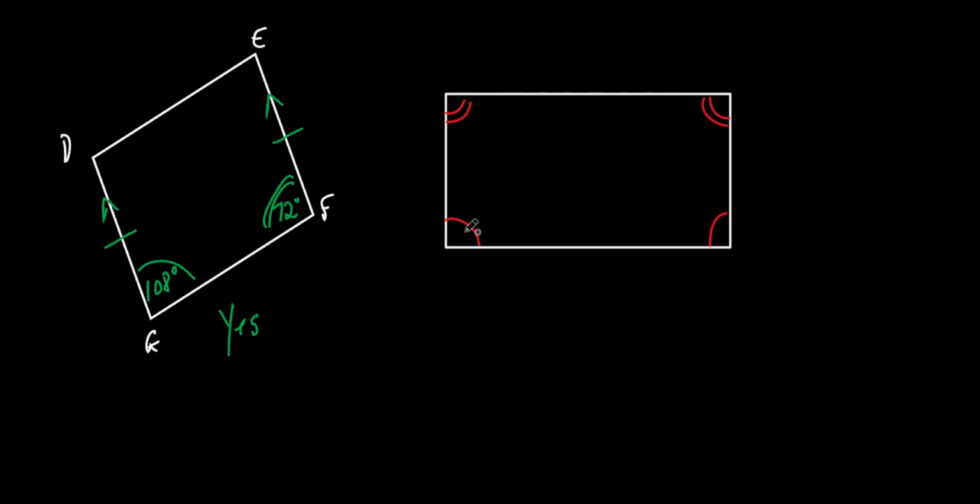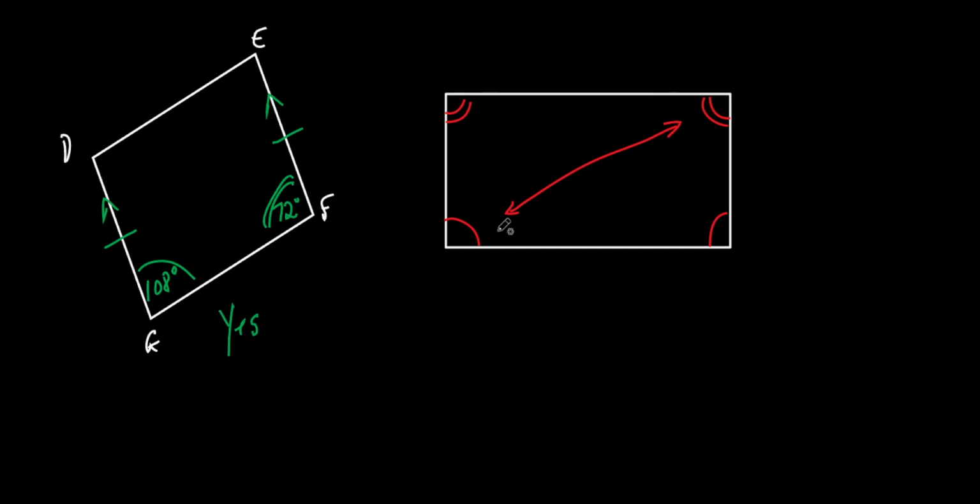Because look at the opposite angles. Are the opposite angles equal to each other? Look at the opposite angles. Are they equal to each other? No, they're not. This has one arc, that has two arcs. So the opposite angles are not equal to each other. So guess what? This is not a what? This is not a parallelogram. You with me on that?